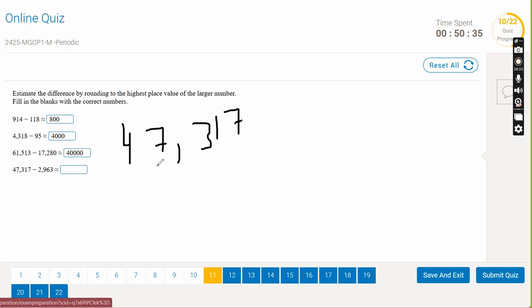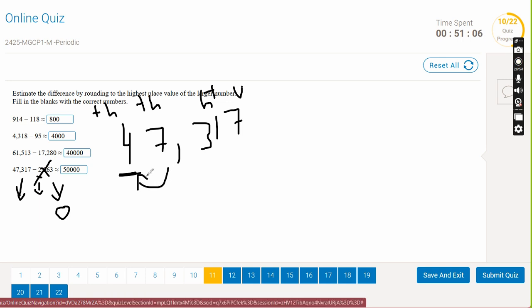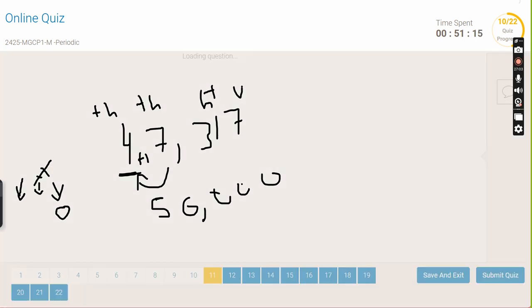Now the next one, you have 47317, right? Here you'll be rounding. The highest place value is units, tens, hundreds, thousands, and 10,000s, right? And for the next one, we only have it till thousands, so we'll be making this into 0. And this one, we'll be rounding it because this is the larger number, and we consider the highest place value, which is the 10,000s. So we'll be rounding it upward. We add plus 1 here, so it'll be 5, and then the rest we just make 0, 0, 0, 50,000. There you go. Let's go to the next one.